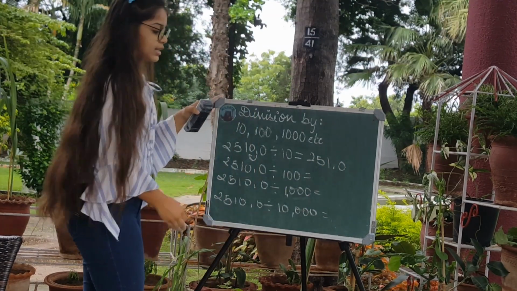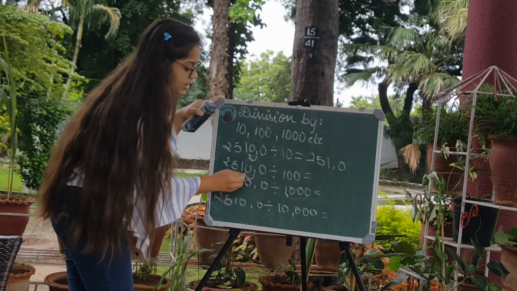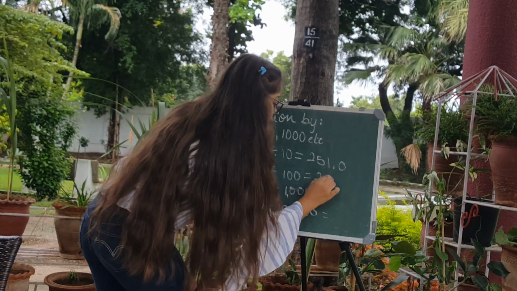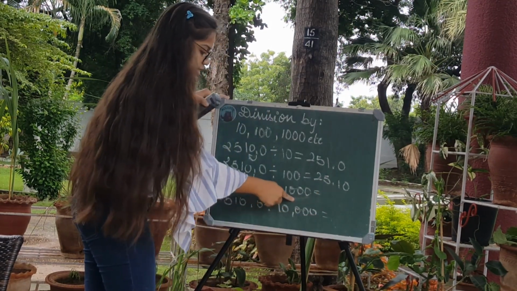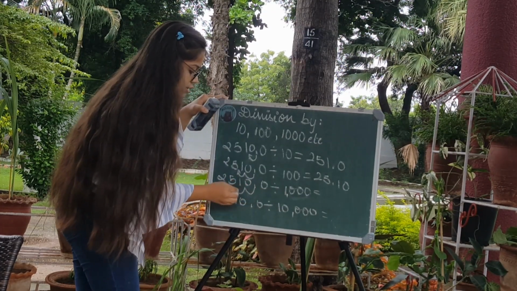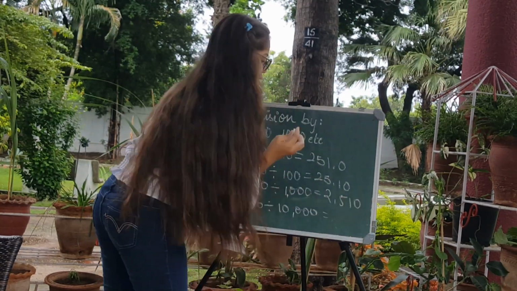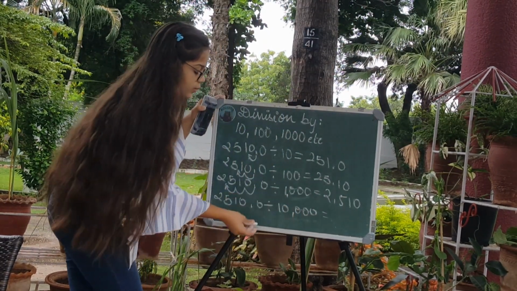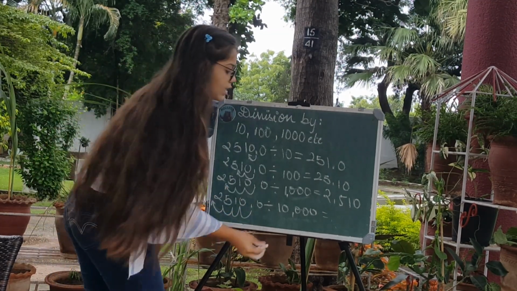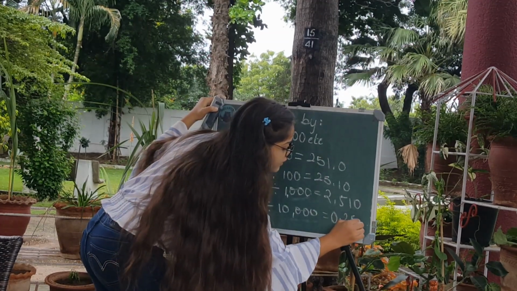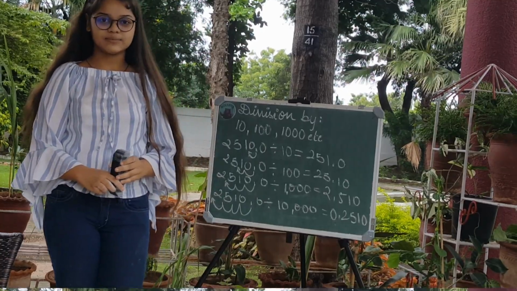251.0. Next, here we have 2 zeros. So we have to shift the decimal point by 2 digits, 1 and 2. So here we will get 25.10. Next, here we have 3 zeros. So 1, 2 and 3. So here we will get 2.510. And here we have 4 zeros. So we'll shift it by 4 digits, 1, 2, 3 and 4. And here we'll get 0.2510. And that is how we divide by 10, 100, 1000, etc.